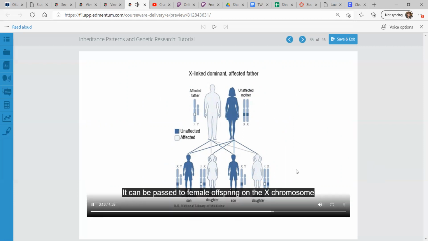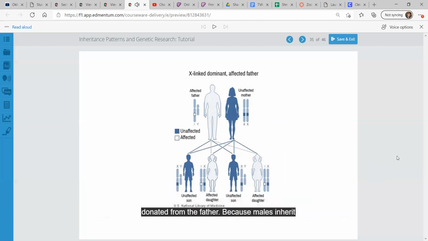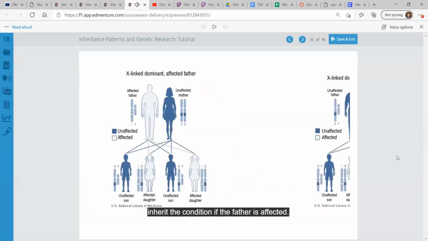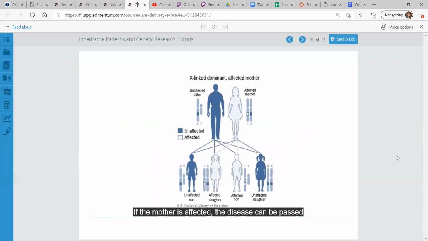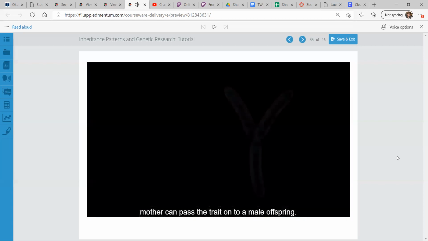It can be passed to female offspring on the X chromosome donated from the father. Because males inherit the Y chromosome from their father, sons will not inherit the condition if the father is affected. If the mother is affected, the disease can be passed to the child on the mother's X chromosome. Because both sexes have X chromosomes, only an affected mother can pass the trait on to a male offspring.